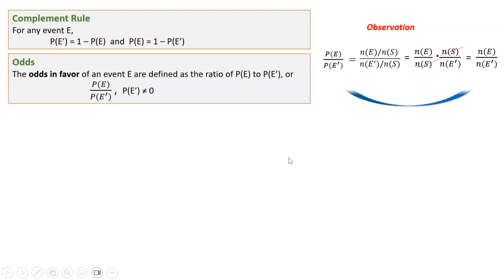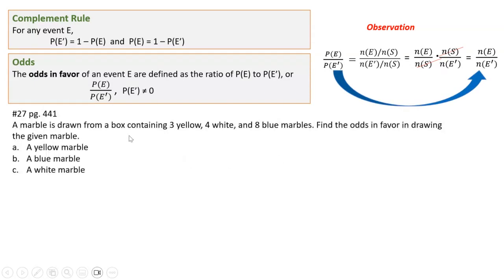Okay, now how can we use it? Here we go. This is number 27, an actual problem from the book, number 27 from page 441. These are already updated because I was looking at them, and the previous edition had the same problem but a different page number. So I was looking at these this morning, and I did update them. Okay. So here we go. So what's A? It says here, a marble is drawn from a box containing 3 yellow, 4 white, and 4 blue marbles. Find the odds in favor of drawing the given marble.